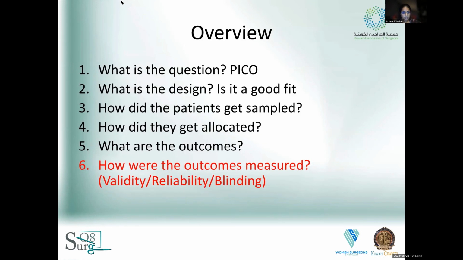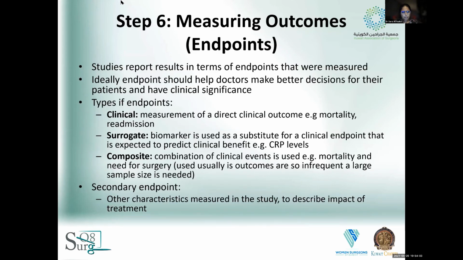Okay, so lastly, now we've decided what outcomes we're going to do and how we're going to collect them. The next thing is, how will we make sure that the outcomes we measure are also valid? Measuring outcomes is really looking at endpoints. Studies report results in terms of outcomes or endpoints that are measured. Ideally, endpoints should help doctors make better decisions for their patients, and they should have clinical meaning or impact.